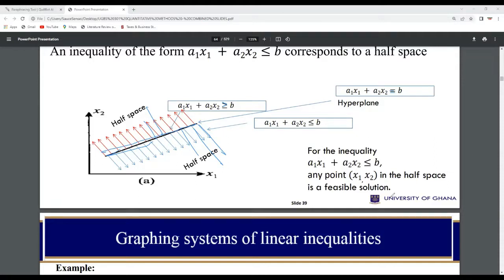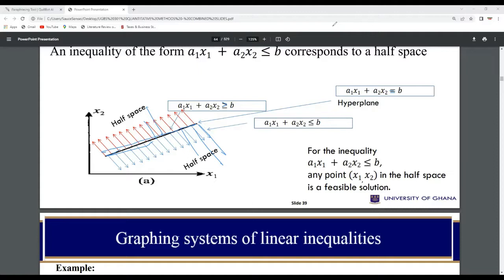So basically, there is a difference between the graphing systems of equalities and graphing systems of linear inequalities. With the equalities, where we have the equal sign, we just draw the two lines, and where they meet becomes your answer. But with linear inequalities, you shade either upward or downward. Where they meet, the shaded region becomes your feasible region. Then you use a particular objective function to solve for the optimal solution. So this is what the graphing systems of linear inequalities is trying to teach us.